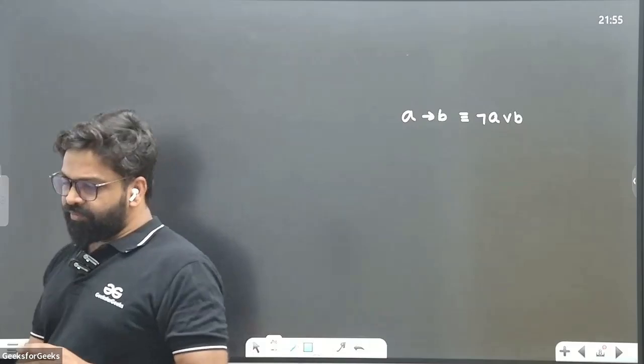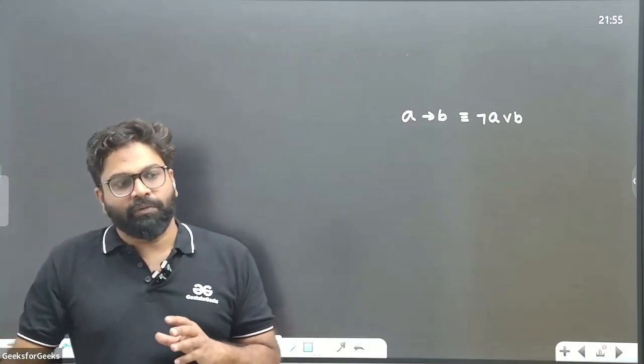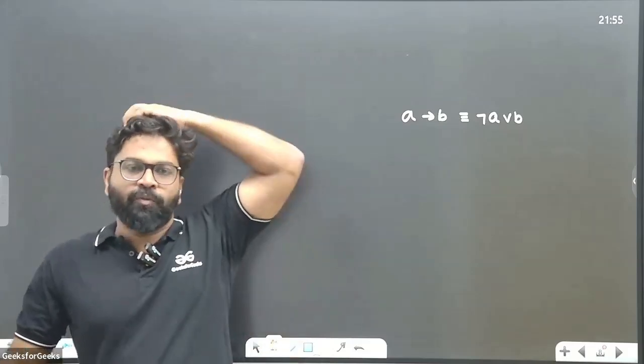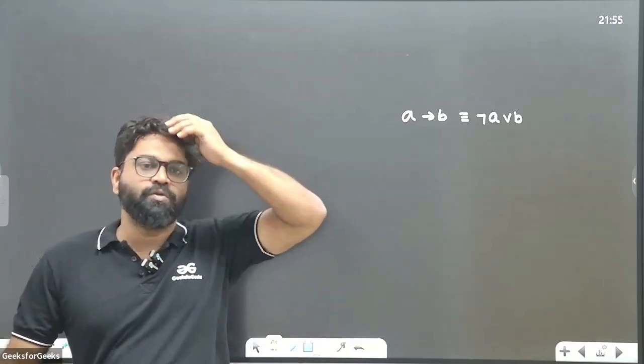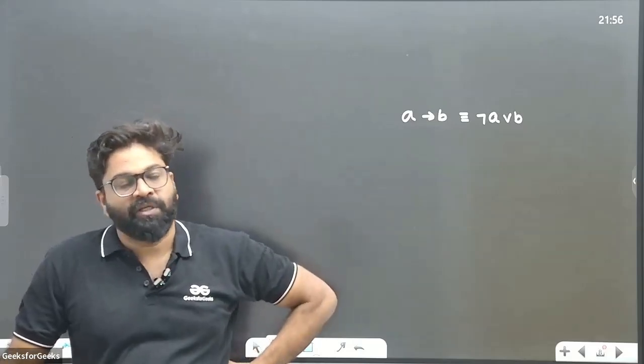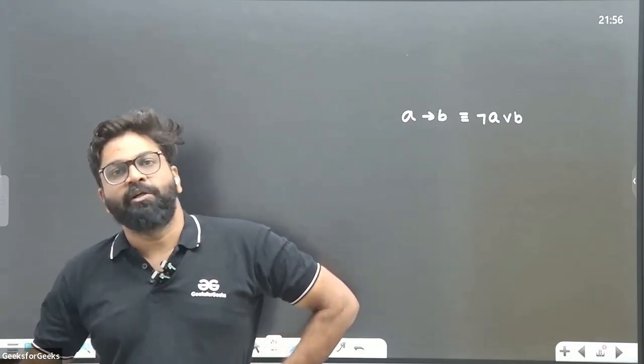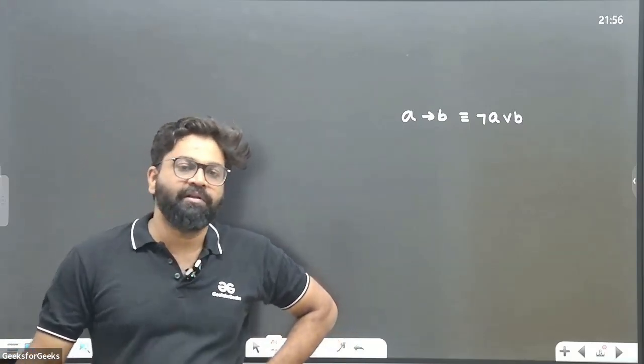And trust me, this formula is so powerful. Whenever you will try to use this formula, in many cases, you can solve many questions. Trust me, you can solve many questions. Whenever you will try to use this formula, A implies B, which is logically equivalent to negation of A or B. But how is this true?